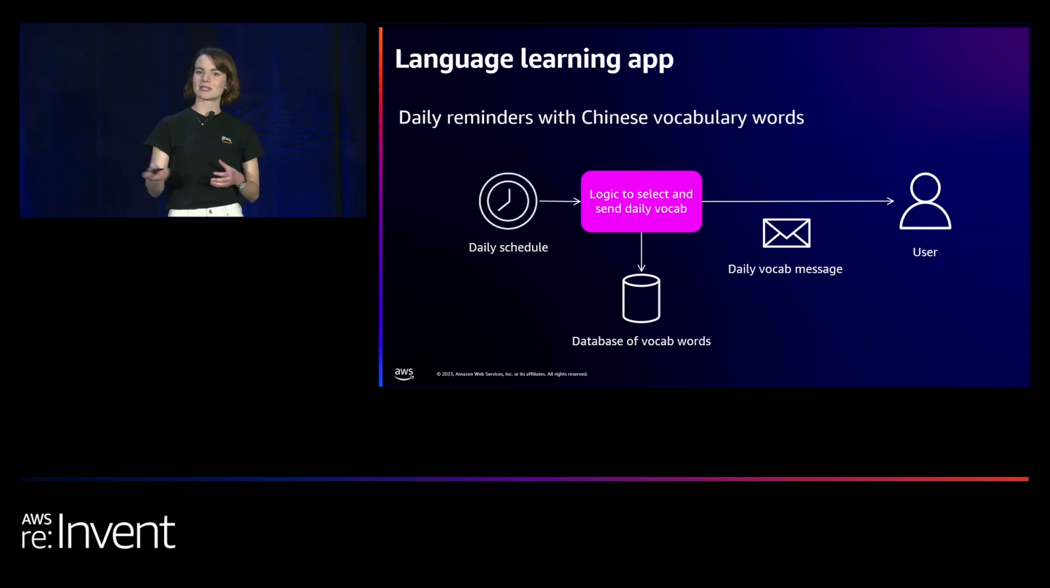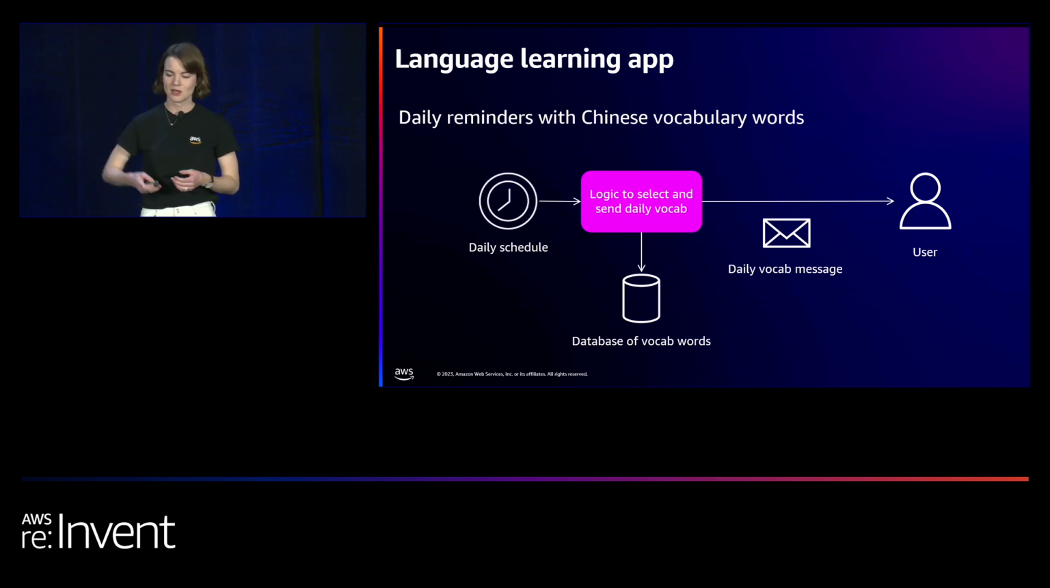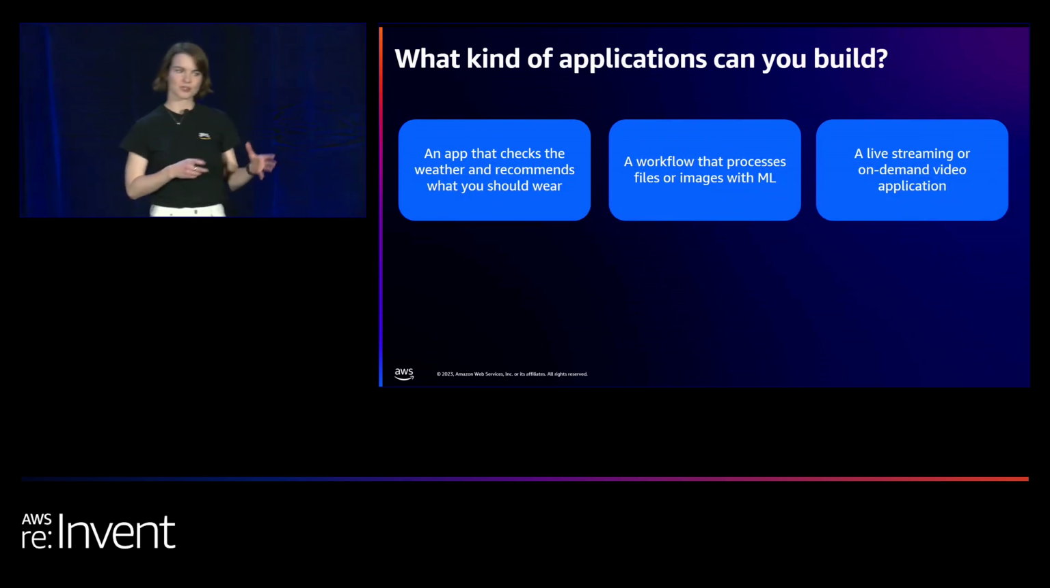The pieces that I would need for this application would be some type of daily schedule to invoke this application. I need some form of logic to pull from my database of vocab words and select the word that I wanted to send out that day. And then finally, I would need some kind of messaging system to be able to send that message on to me, the user. So that was the application that I was building.